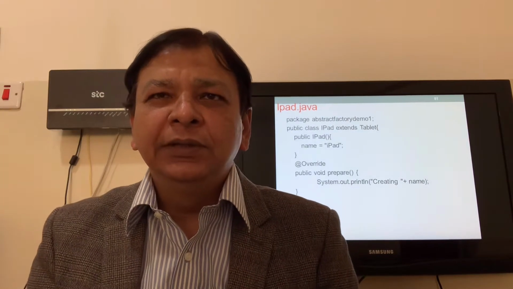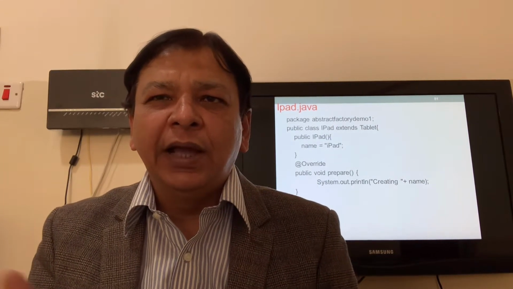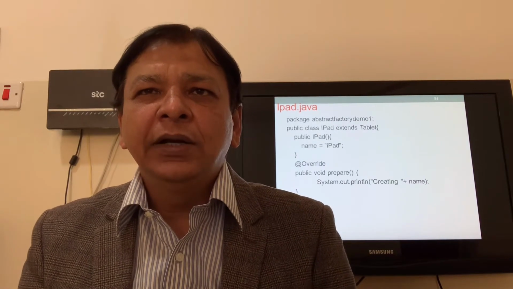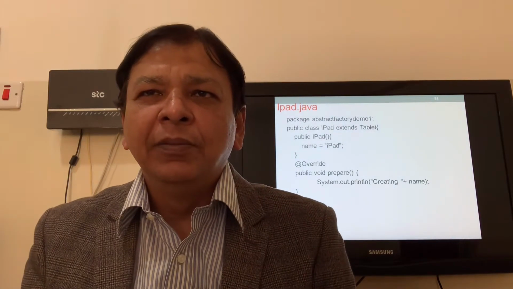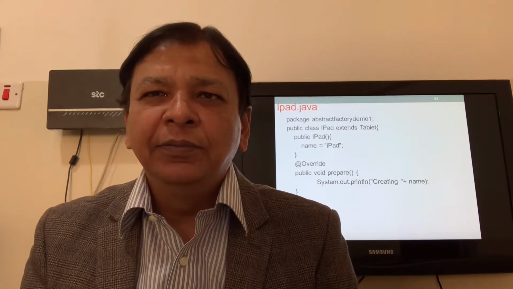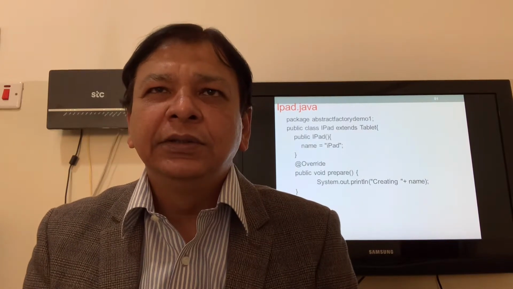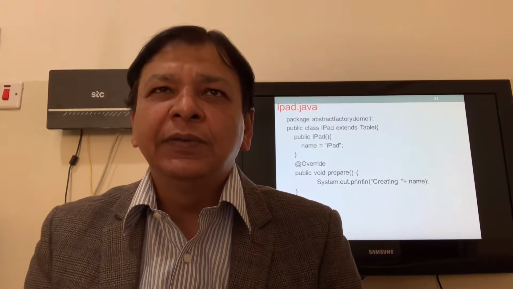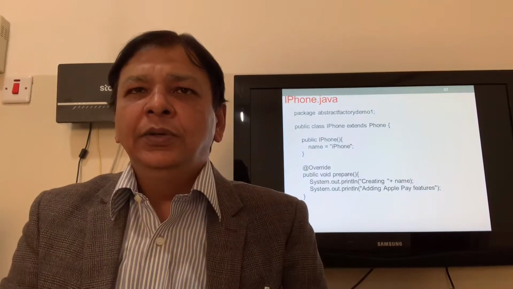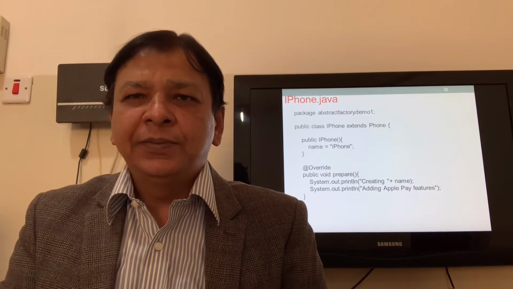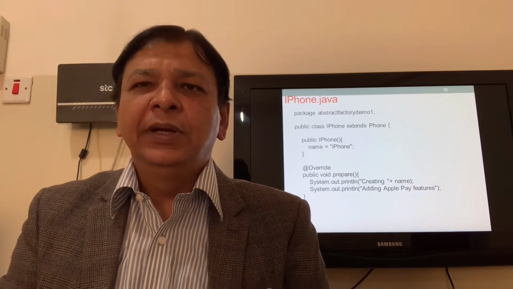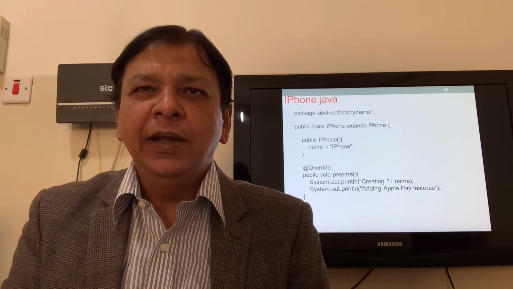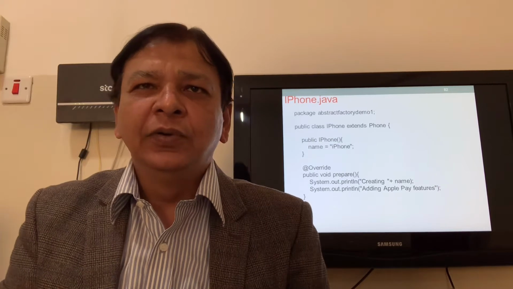We override the abstract method we declared in the abstract class, public void prepare, System.out.print creating name. Creating is the string and name is the attribute we declared inside Tablet. So we have the Tablet abstract class, and we have done our first complete class, iPad.java. Then you have iPhone.java, package abstractfactorydemo1, public class iPhone extends Phone, public iPhone constructor, name is equal to iPhone, and then we close the constructor.